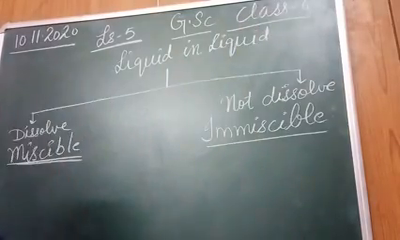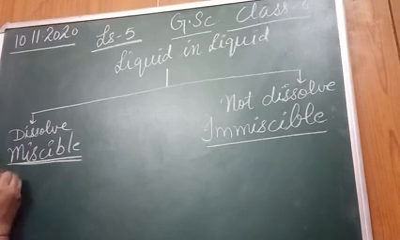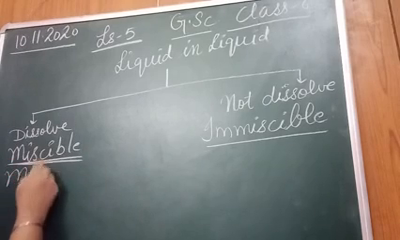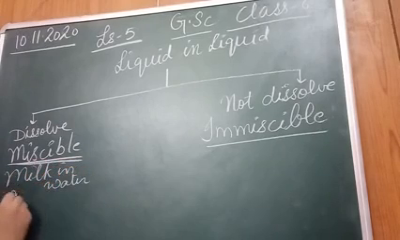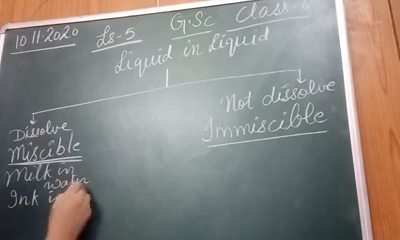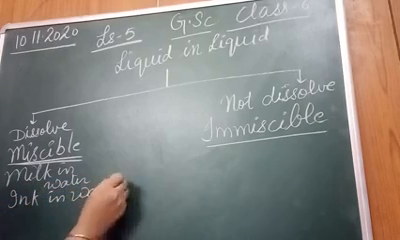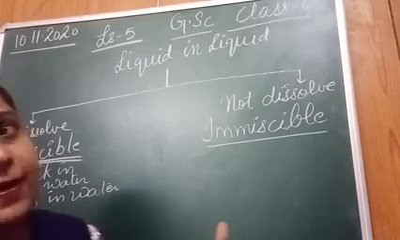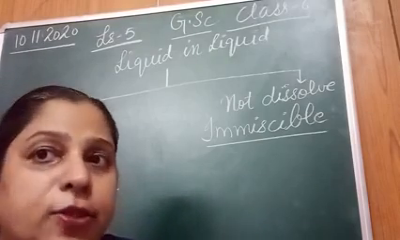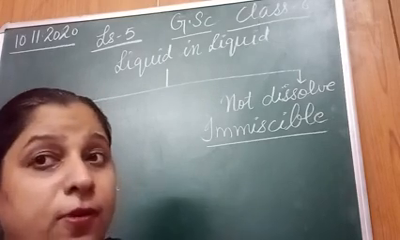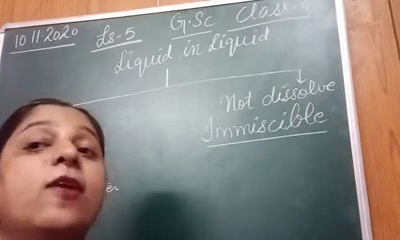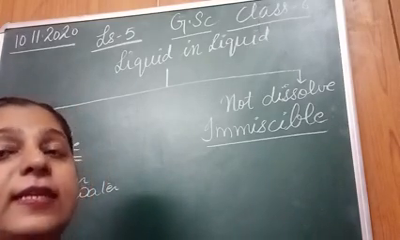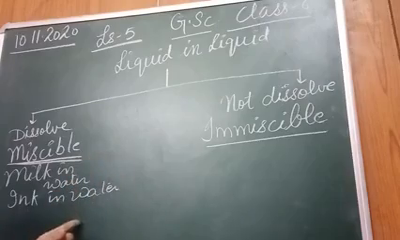Now coming to the examples. You might have heard about milk in water, right? Ink in water, they are dissolving each other completely. When you add milk to water or water to milk, you never see separately which is milk and which is water, right? So they are miscible liquids.